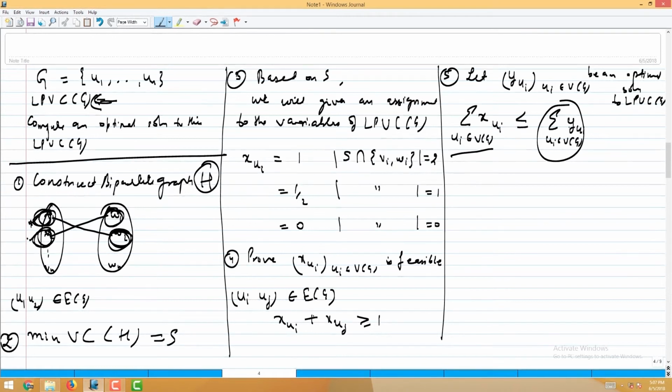So u of vi was some optimal solution. I don't know what it was, but if I prove that the value I have computed is at most the value of that optimal solution, what does that mean? This value was the minimum possible, so of course this value is also minimum possible. In fact, if this was actually minimum possible, this will hold with equality. Okay.